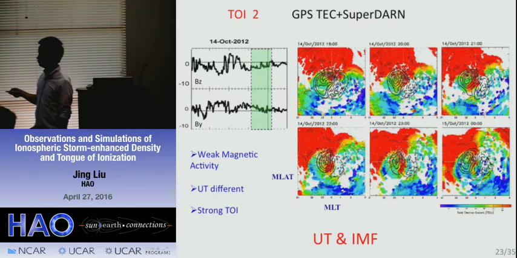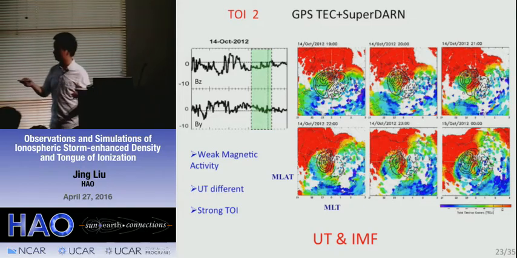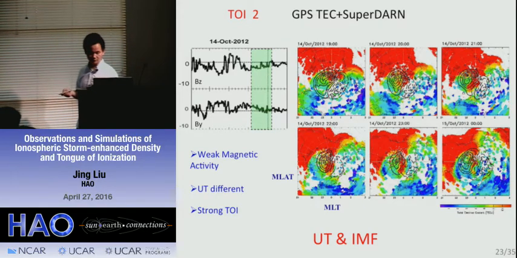So at least two factors were operative here. One is the UT dependence that determines the basic structure between the magnetic and the geographic pole. Another is the interplanetary magnetic field that determines the driving force, I mean the storm driving force. So how do we isolate or separate these two effects' contributions?